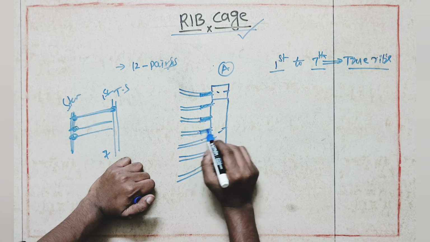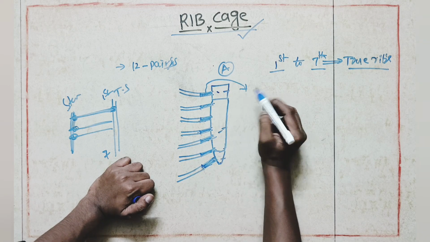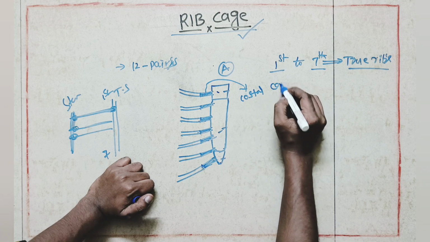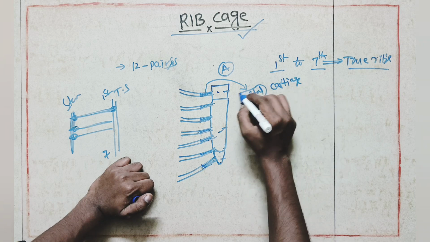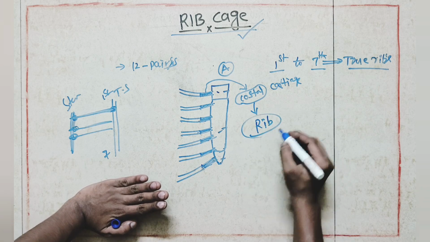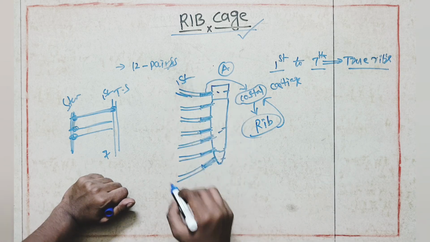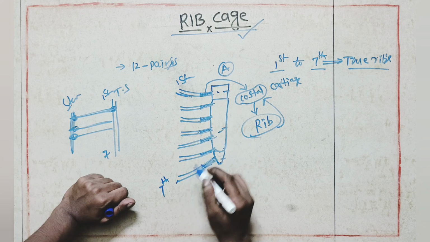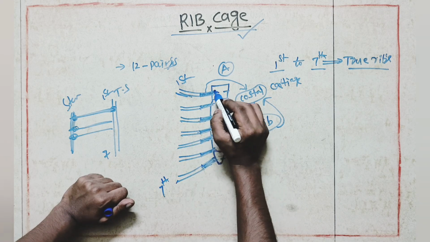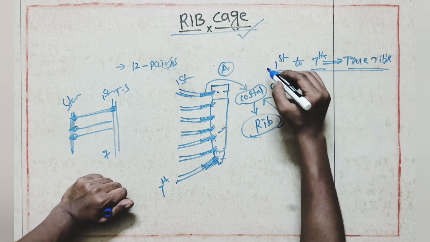At the same time, the ribs have a cartilage here. This cartilage is the costal cartilage. Remember this term, costal: wherever the rib bone is involved, we use the term costal. Imagine the first to seventh ribs. All these seven ribs connect to the costal cartilage, and from the costal cartilage they connect to the sternum. So the first to seventh ribs are true ribs.